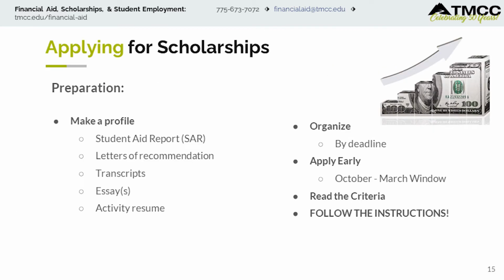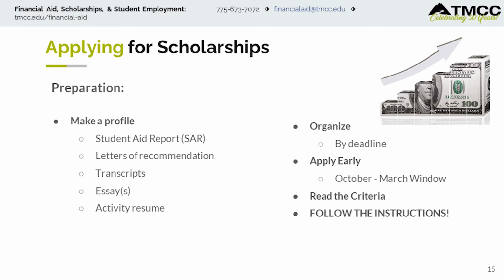Let's talk about scholarships. Scholarships are an excellent way to pay for the rest of a student's cost of attendance if their aid package does not already fully cover their needs. Scholarships almost always have additional applications and requirements, but being prepared can ensure that students get through the applications efficiently. Here are some of the tips I've accumulated over the years.